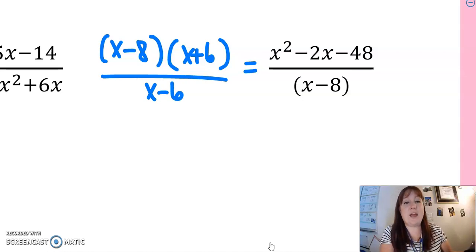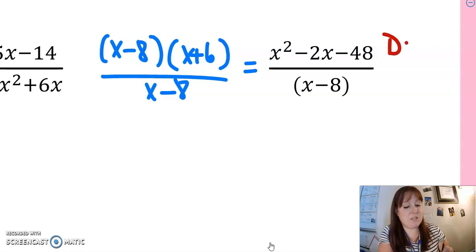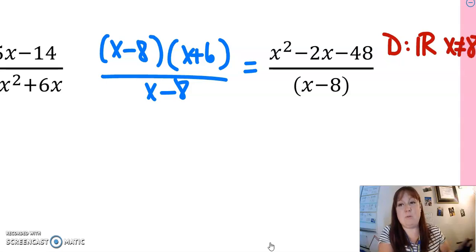Okay, so now that I have it top and bottom factored, I can find the discontinuity, so I can find the domain restrictions. So that should be an x minus 8 on the bottom. What is my domain restriction? My domain is all reals, except what can x not equal? x cannot equal 8, because that would cause me to divide by 0. Since that's not in my domain, I know that I have a discontinuity at x equals 8.